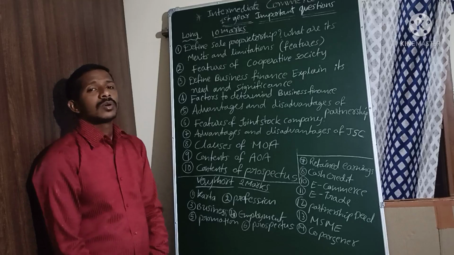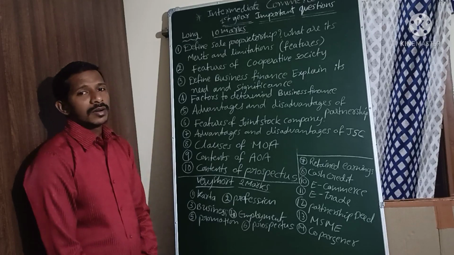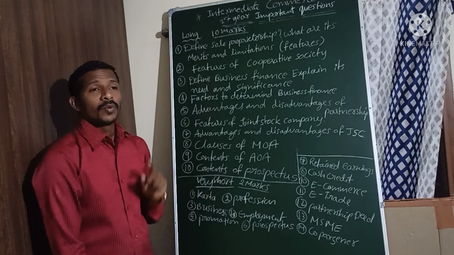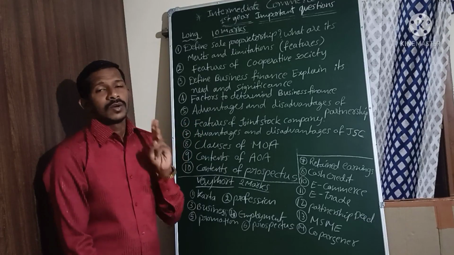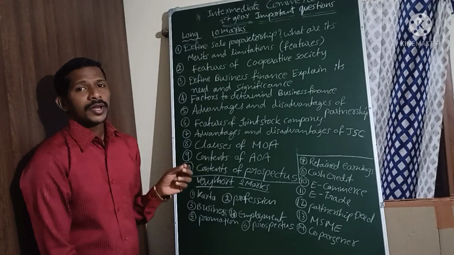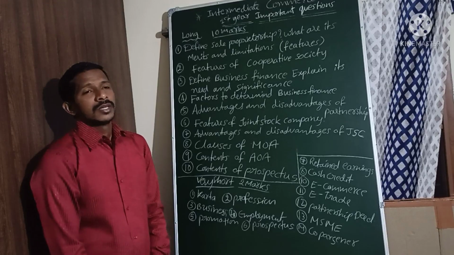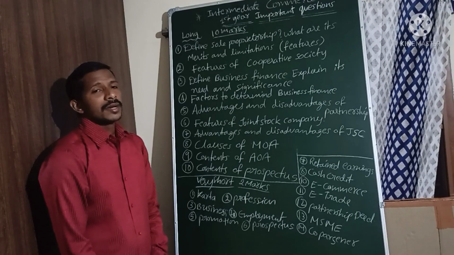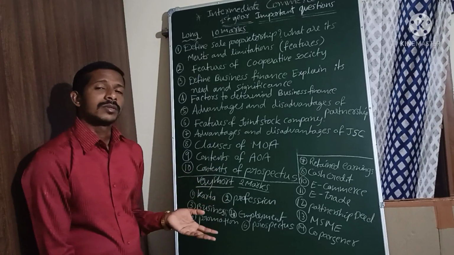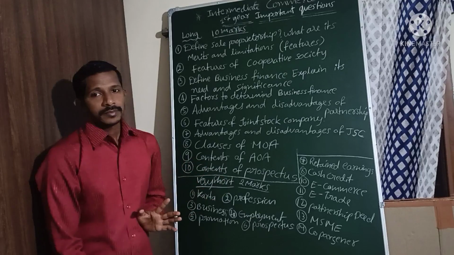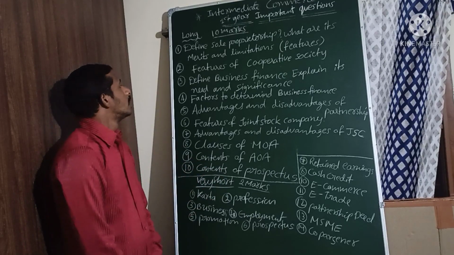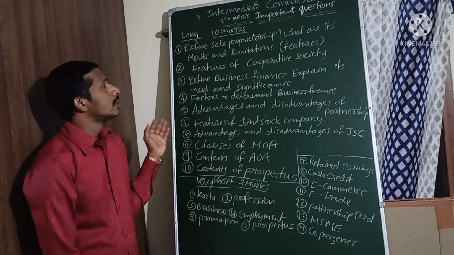Also, government control is there. Limited liability is there in a cooperative society, and one man one vote. Democratic management is there in a cooperative society. Also, the members are different for a multi-state cooperative society and a single-state cooperative society.